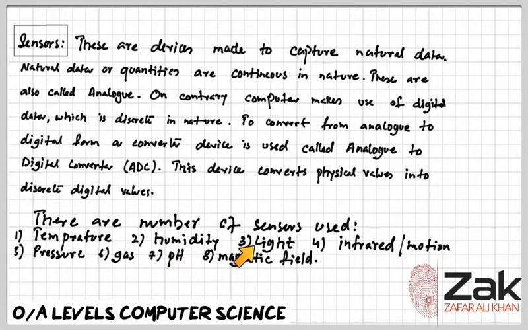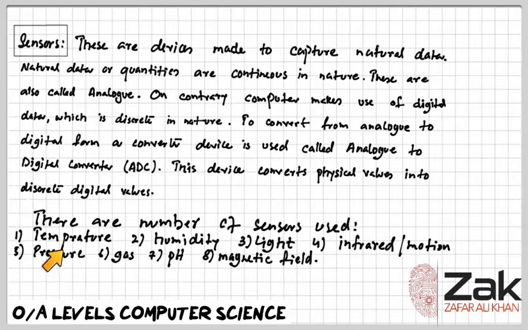Then we have light sensors. They can be used to switch street lighting on at night and off during the day, monitor and control light levels in a greenhouse, or switch on car headlights when it gets dark. And then we have infrared or motion sensors. They can be used to turn on windscreen wipers on a car when it rains, detect an intruder in a burglar alarm system, or count people entering or leaving a building.